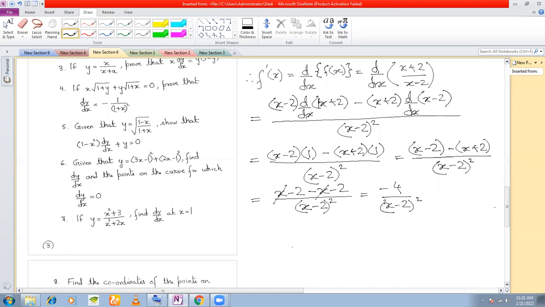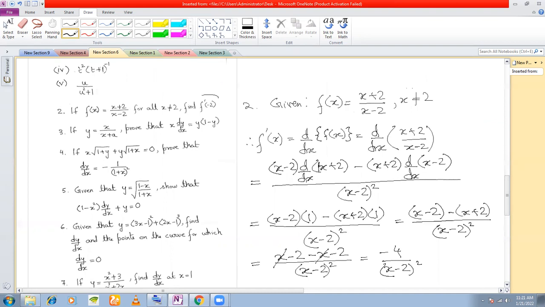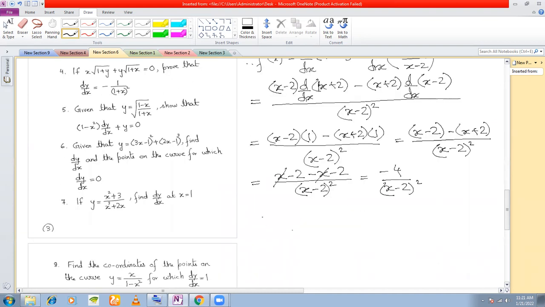This is f'(x), but you are required to find f'(-2). So you replace x by -2. So -4 by (-2 - 2) square. So you get -4 by (-4) square, which is simply -4 by 16, which is -1 by 4. So the derivative of f(x) at x equal to -2 is -1 by 4. Okay.